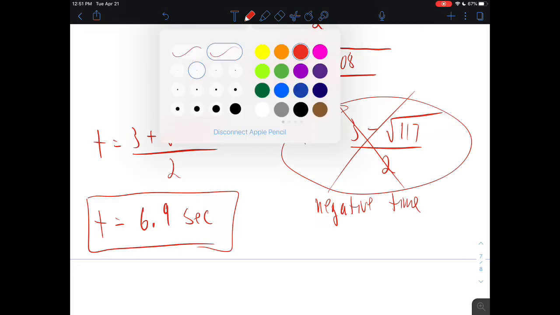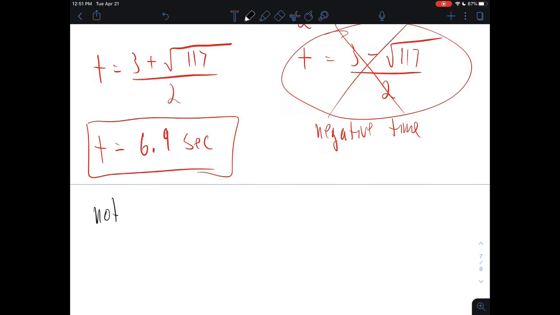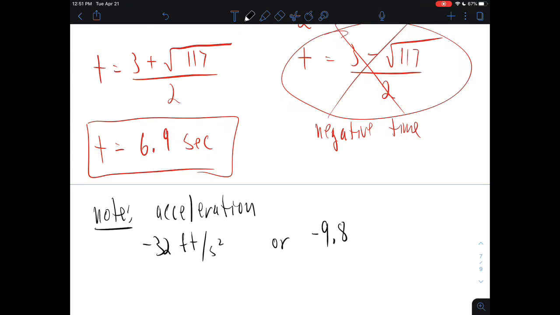Just as a little note, if you see some other problems related to this, acceleration due to gravity, that's either what we started with, negative 32 feet per second squared. Again, maybe think of context. If you're considering down as being towards the Earth, that's why we're using negative. And if you're using the metric system, this would be 9.8, or I should say negative 9.8 meters per second squared. So just make a note of those in case you see some problems with these.